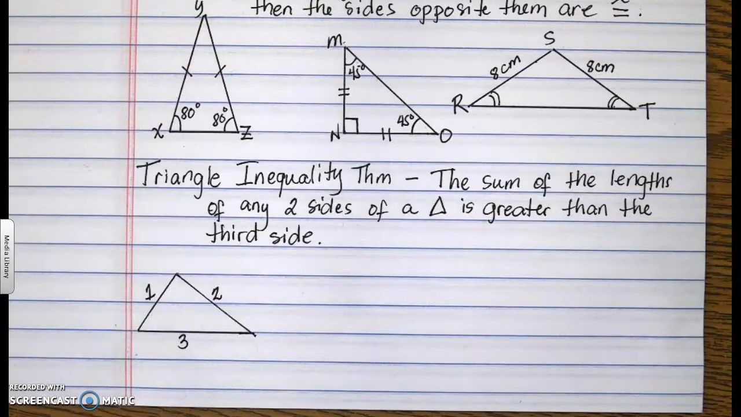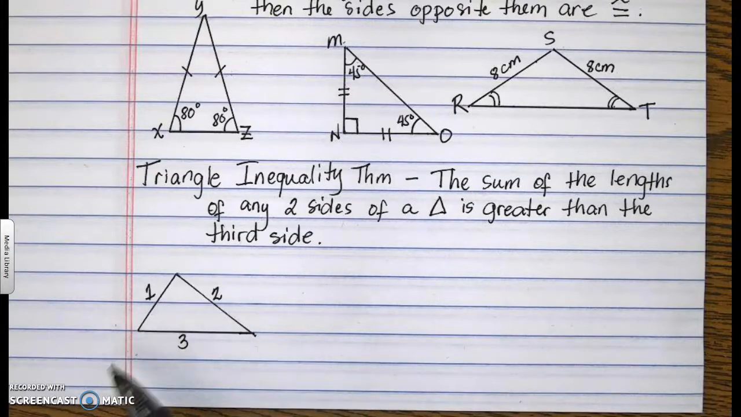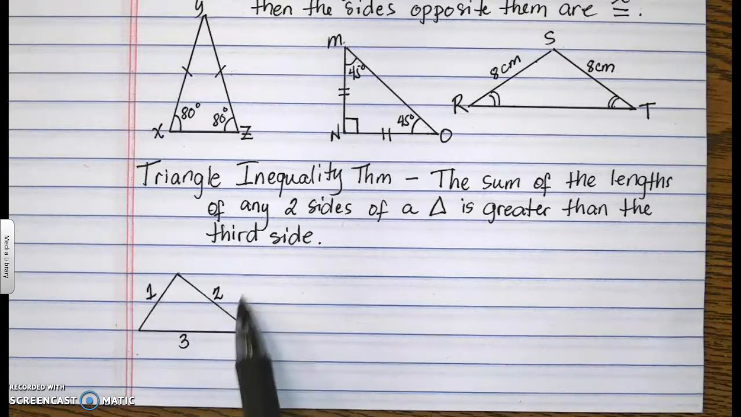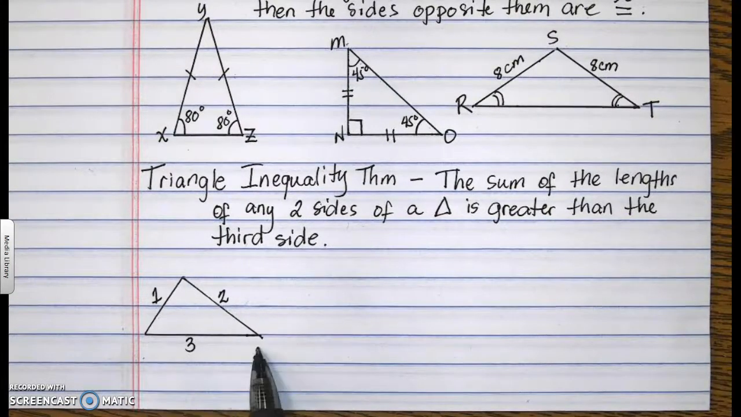The next triangle theorem is the triangle inequality theorem, which says that the sum of the lengths of any two sides of a triangle is greater than the third side. So let's explore this theorem by looking at this figure. It only says that if I choose any two sides, any of them, for example, 1 and 2, the sum of this length and this length will always be bigger than the other side.